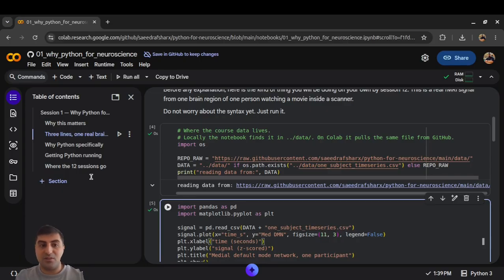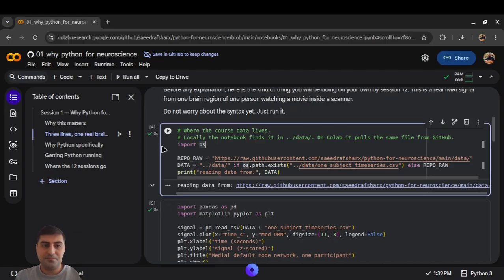Not free with a student license that dies when you graduate. Free permanently for everyone, including someone whose university cannot afford a site license, like mine. That matters more than it sounds like it does. Second, look at this.